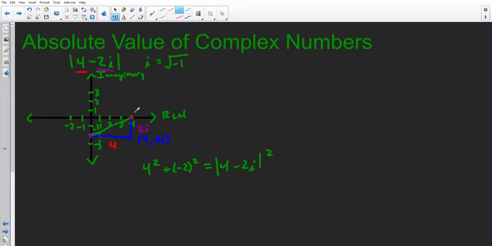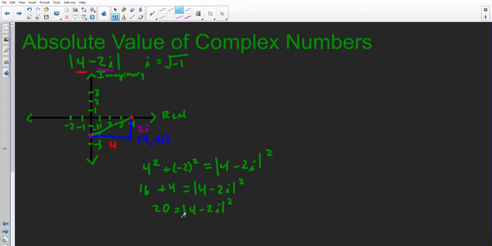All we did was take the 4 and square it, and take the -2 and square it. It's very important that you square the whole -2. So what we get is 16 plus 4, because -2 squared is 4, is equal to the absolute value of 4 minus 2i all squared. So now we get 20 is equal to the absolute value of 4 minus 2i all squared.